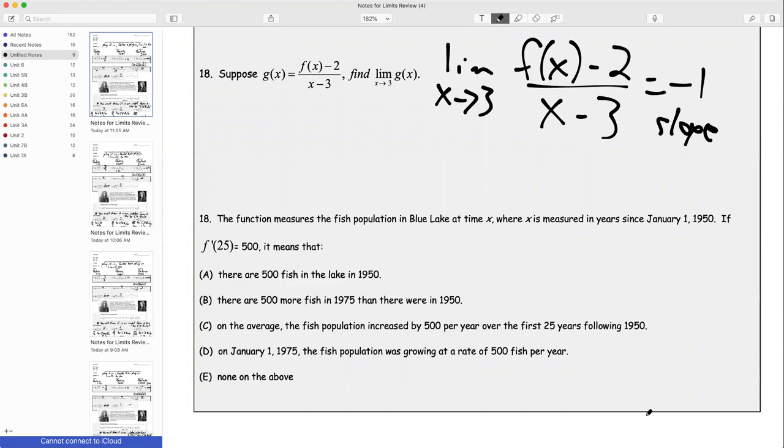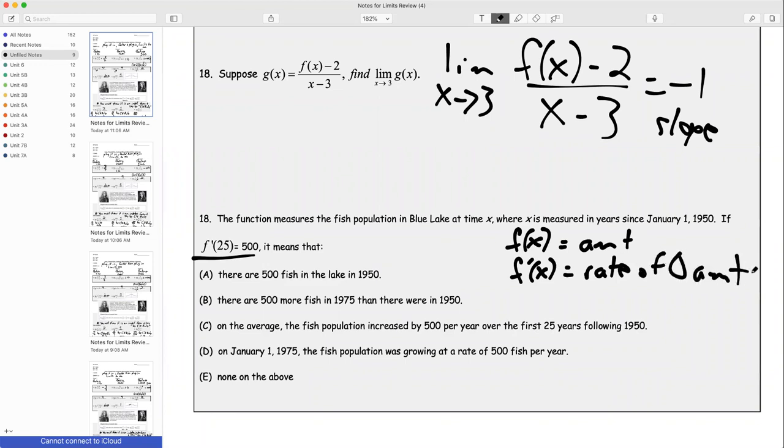The function measures the fish population in Blue Lake at time X, where X is measured in years since January 1 of 1950. If F prime of 25 is equal to 500, it means that, okay, so I see this question a lot on the AP exam, and it's really not hard if you just think about what it means to have a derivative. So the derivative is a rate of change. So if you think about this, f of x in this context would be an amount. F prime of x would be the rate of change of the amount. Right? So I'm looking for f prime of 25.